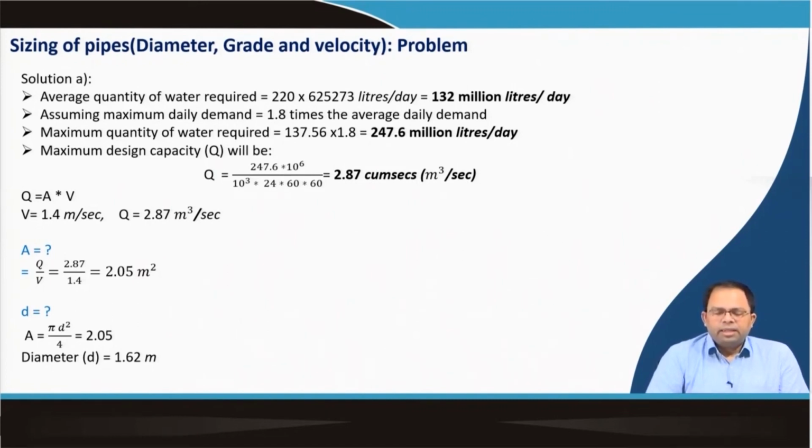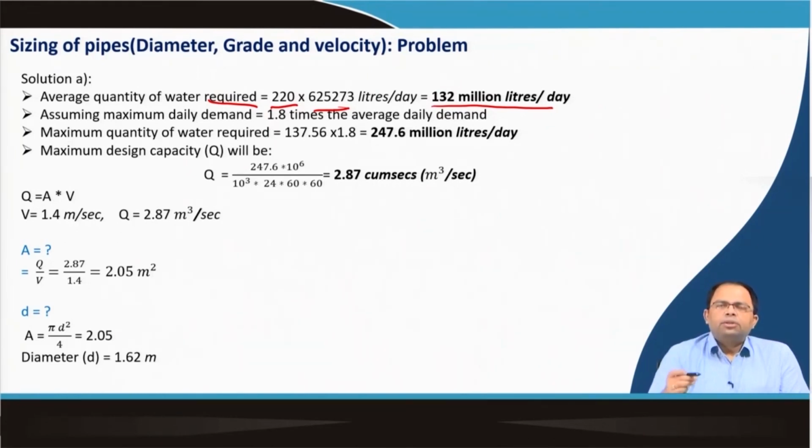How did we determine that? First of all, the quantity of water required is 220 liters per capita per day into the population over here. So this will give us 132 million liters per day. Now, this is the average demand. As we have said, the pipeline has to be designed for maximum demand or peak demand.